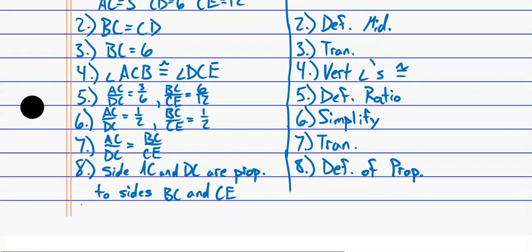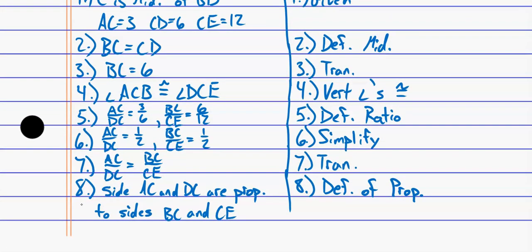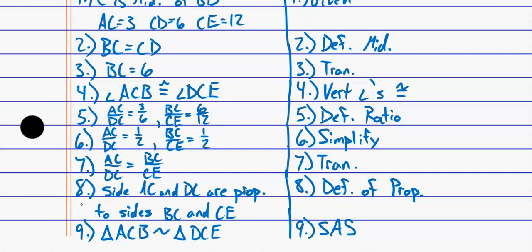And now that I have those sides are proportional with the angle in between being congruent, I can now say that the triangles are similar. Okay, and they're similar by side angle side similarity.